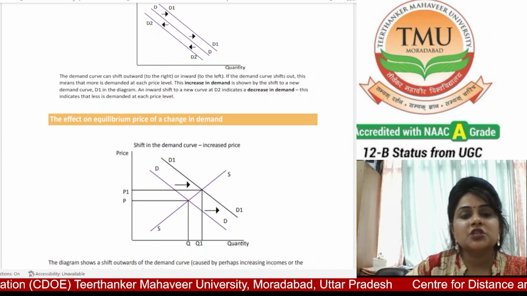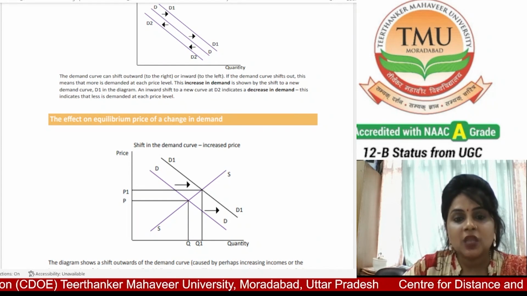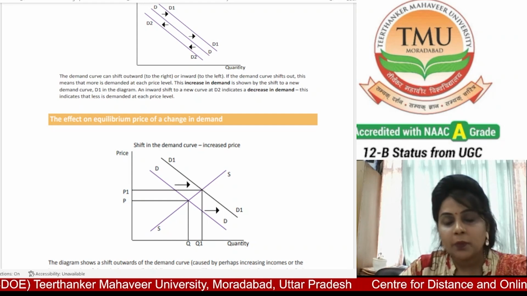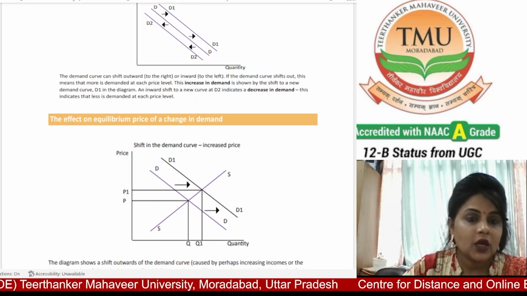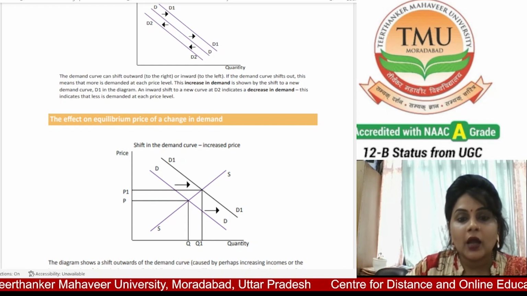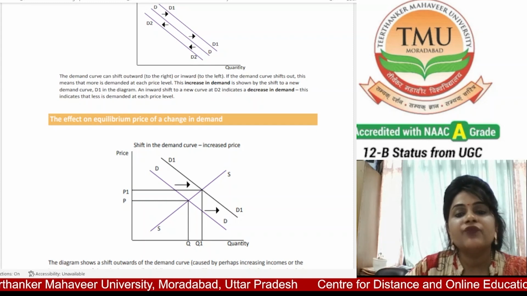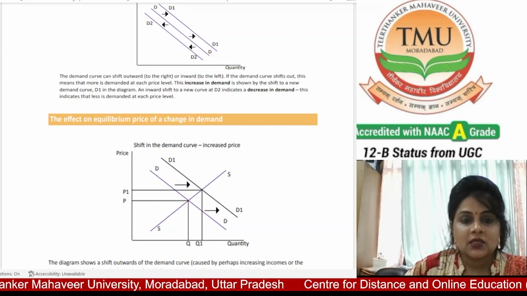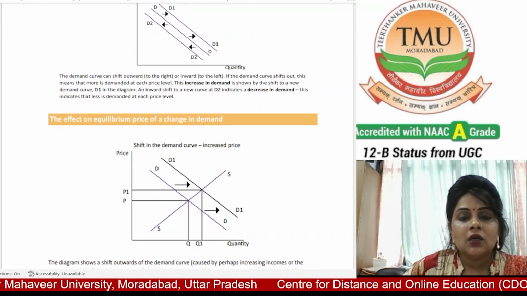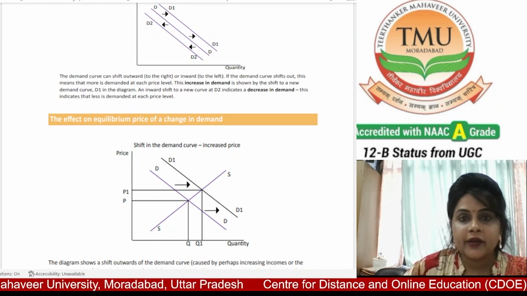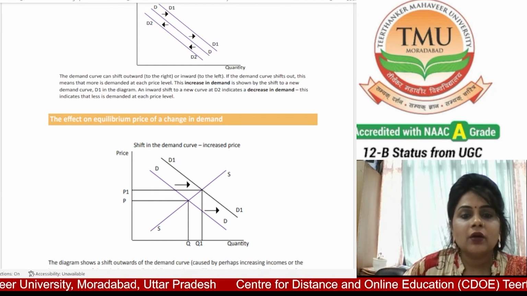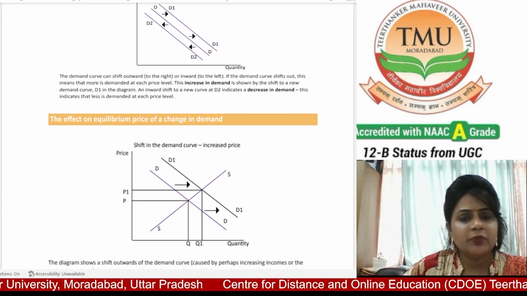Other factors which shift the demand curve include a change in the price of other goods, such as complementary goods. Complementary goods are those which go together, used alongside another good. For example, if demand for holidays increases, demand for luggage and travel tickets will also increase, and sunscreen lotion will also increase.